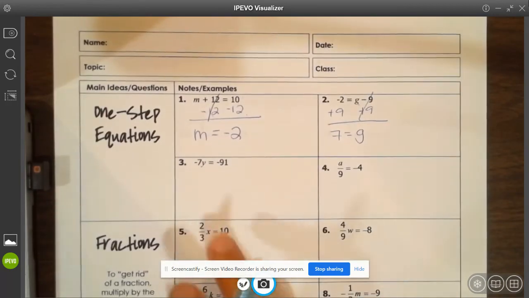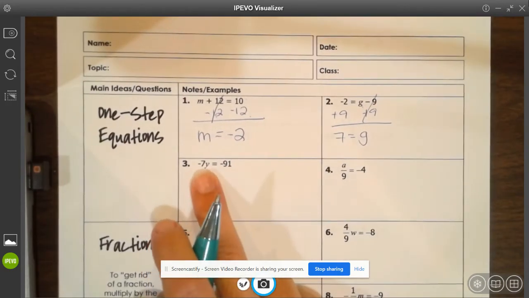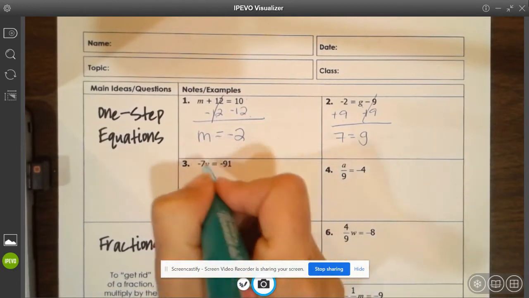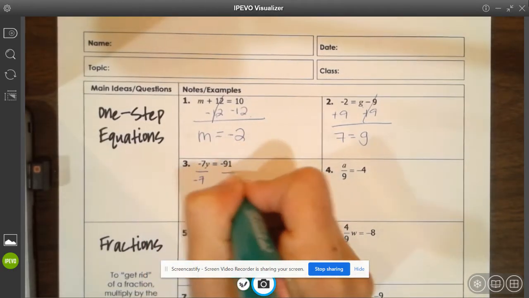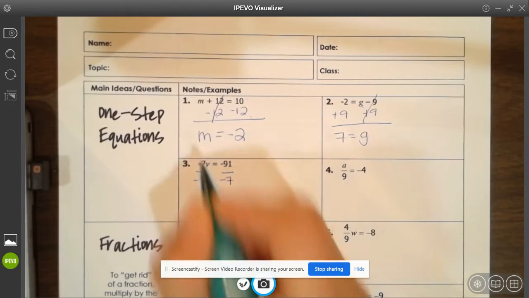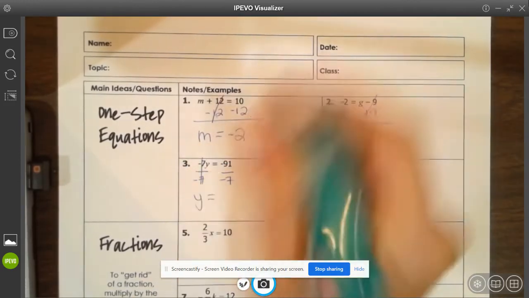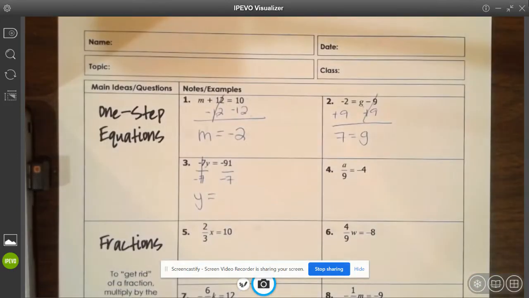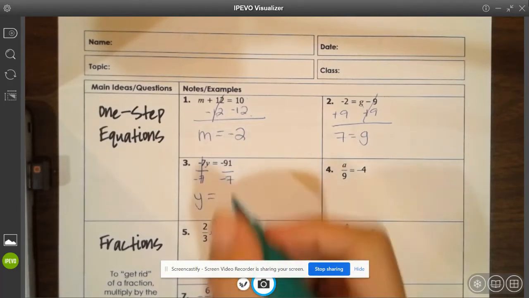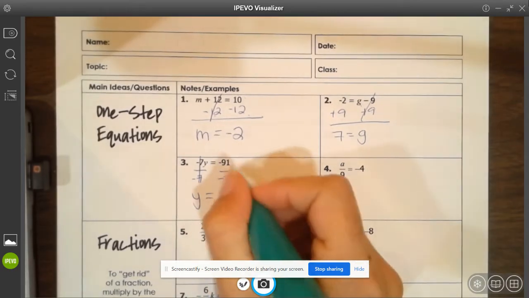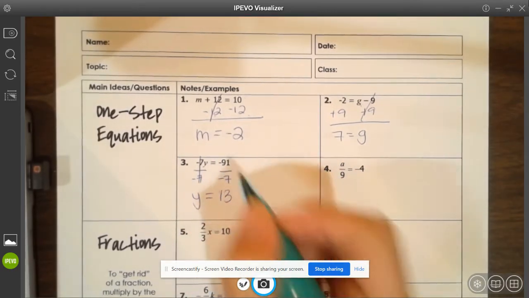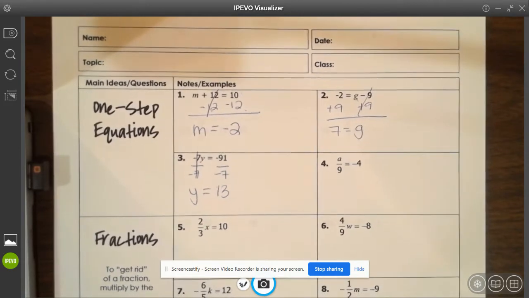All right, now what happens when you are multiplying? The opposite of multiplication is division. So you divide by negative 7 to get rid of that negative 7. Negative 7 over negative 7 is 1, so that goes away. So y equals, and you just use a calculator, 91 divided by 7. They both are negatives, so they become positive. That would be 13, so positive 13. Why is it positive? Because a negative divided by a negative is a positive.